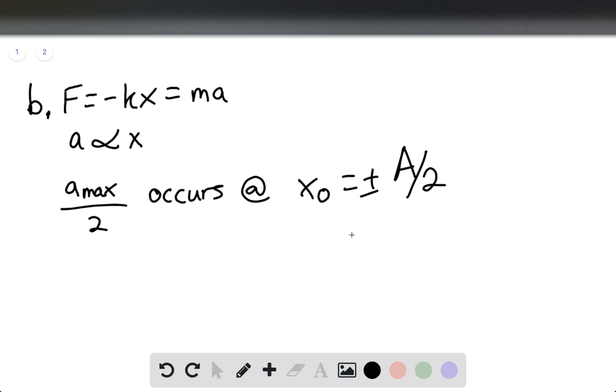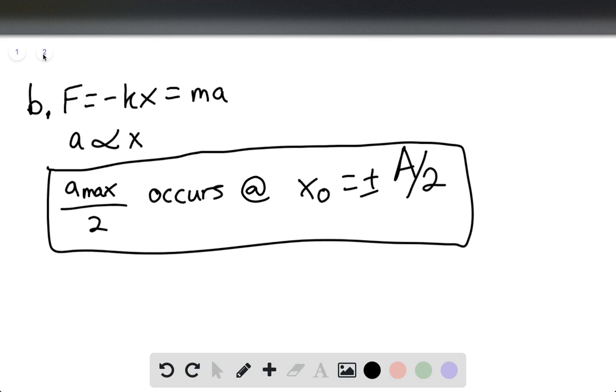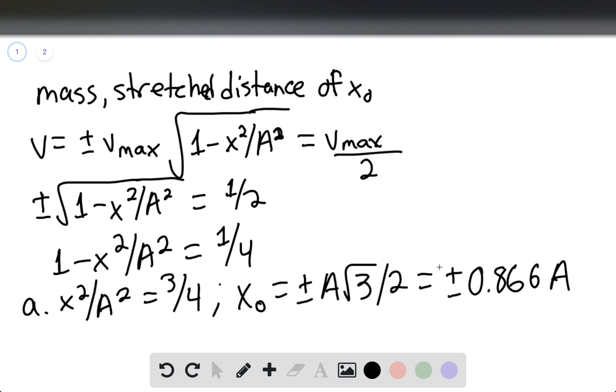So that will be your answer for part B, and this will be your answer for part A. That is the end of the solution.